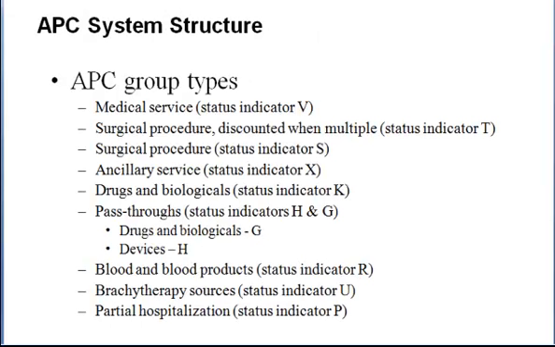In the APC system, there are 10 types of APCs. The type for any APC can be identified by the payment status indicator that's assigned to the APC and the procedures and/or services in that group. All procedures or services in an APC have the same payment status indicator type. The 10 types are listed on your screen.